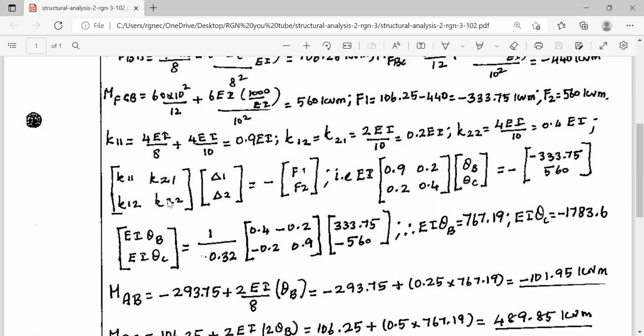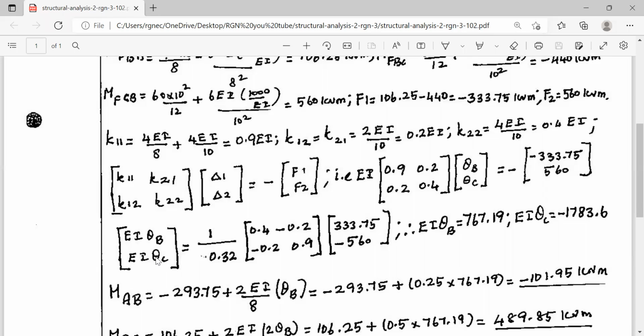We want the full moments. So you multiply it by the displacement, theta 1, theta b, and theta c. That is delta 1, delta 2. The moment caused by these rotations, theta b and theta c, should be equal and opposite to the unbalanced moment. So it is minus the force matrix, that is F1 and F2. This means you substitute all the values calculated, take EI out, and delta 1, delta 2 are the two displacements, theta b and theta c, and these are the force matrix values.